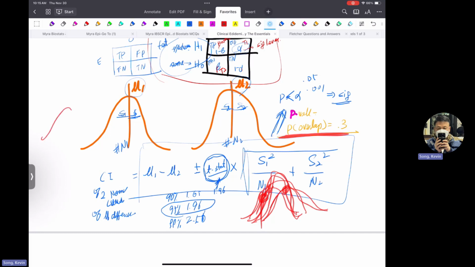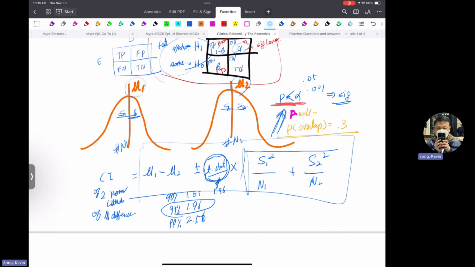But if one graph is here and one graph is way back there, then the chance of overlapping is very, very tiny, right? They can overlap like this, but only a very, very little bit. So for instance, p equals a very, very low 0.0001. Then these two graphs are very, very far apart, with only a very small chance that they can overlap. So in that case, it is statistically significant. What that means is that we can assume that the new drug is statistically better than the old drug. So that's what the p value is.